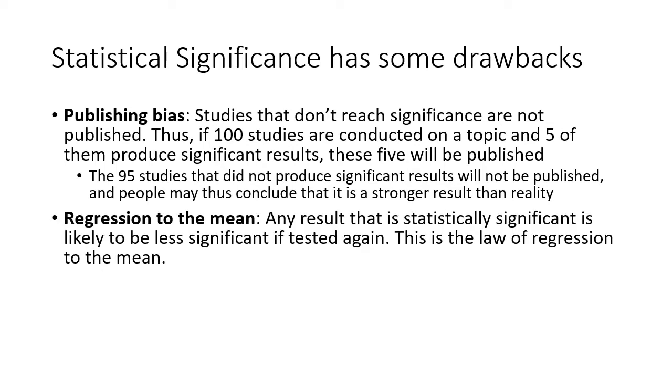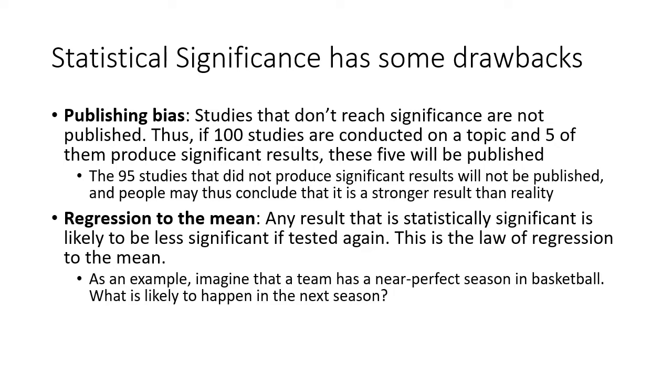The second phenomenon that is a drawback for statistical significance is called regression to the mean. Any result that's statistically significant is likely to be less significant if tested again. It's the law of regression to the mean, and an example that you can think about in your everyday life. Imagine that a team has a near perfect season in basketball. What's likely to happen next season? They're likely to not be as strong. It's just when you have a real strong extreme performance, the next one is not likely to be as strong.